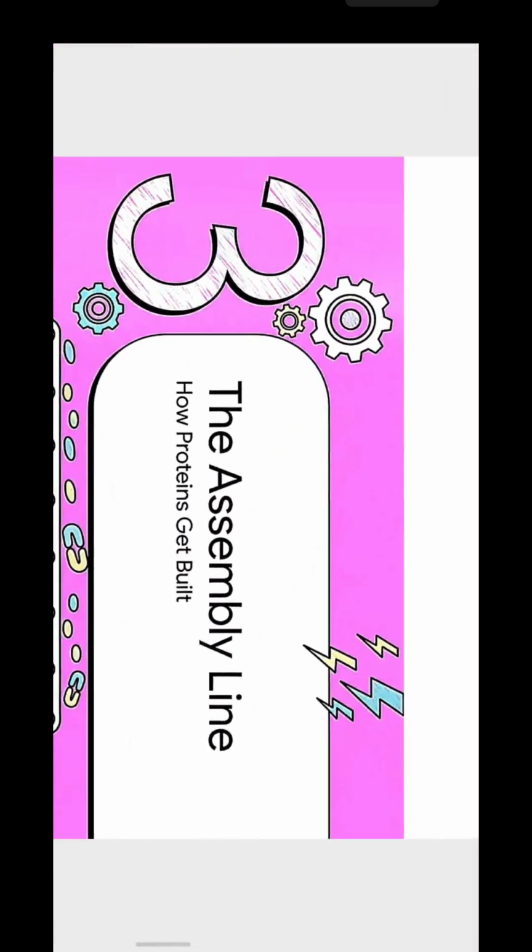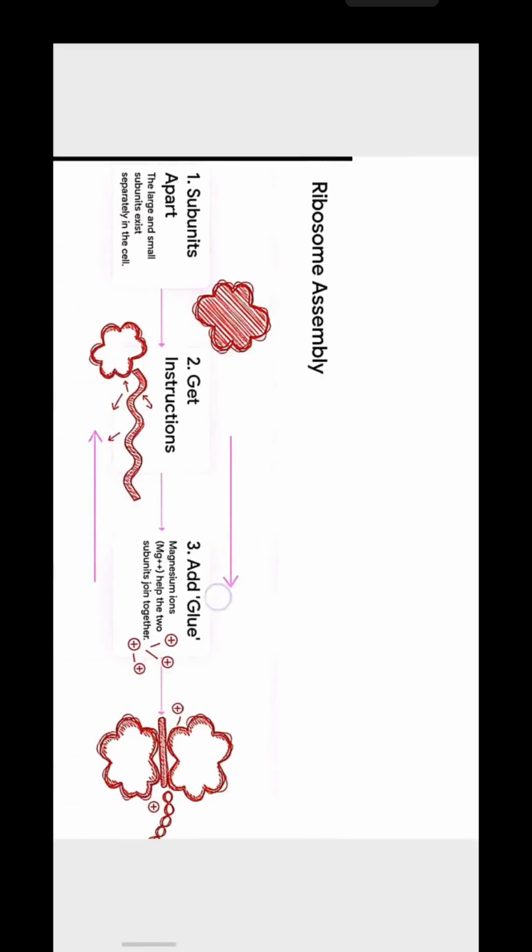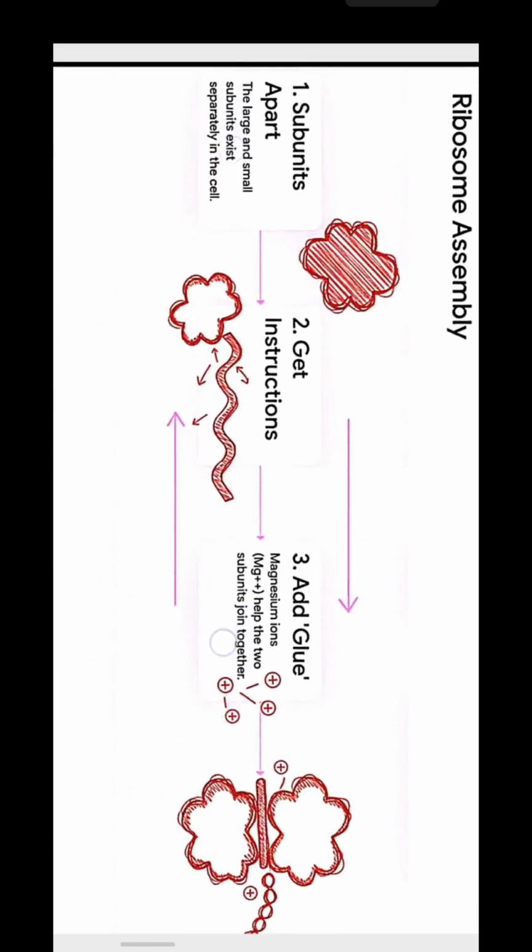So first we will understand the assembly line, how proteins get built or synthesized. During this assembly line of ribosome protein synthesis, first the messenger RNA, which contains the instruction for the protein synthesis, gets bound with the smaller subunit of the ribosome, and it lays down the binding of the larger subunit.